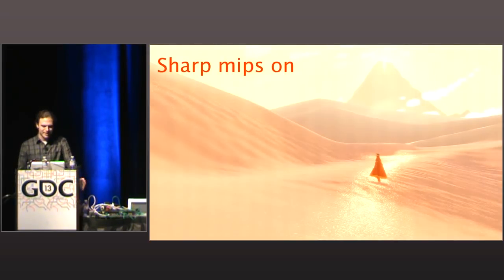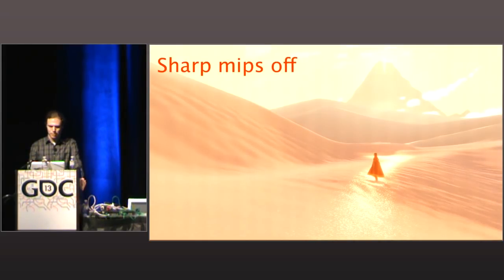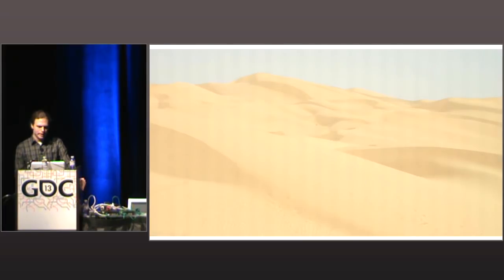OK, so with that said, on to the first hack here. This is sharp mip maps again. You can notice that with them turned off, the sand in the distance is much smoother. And actually, this is probably more photorealistic. If you take a look at pictures of the sand, this is a photograph of real sand dunes, or really more like a bland dune if you look at it.